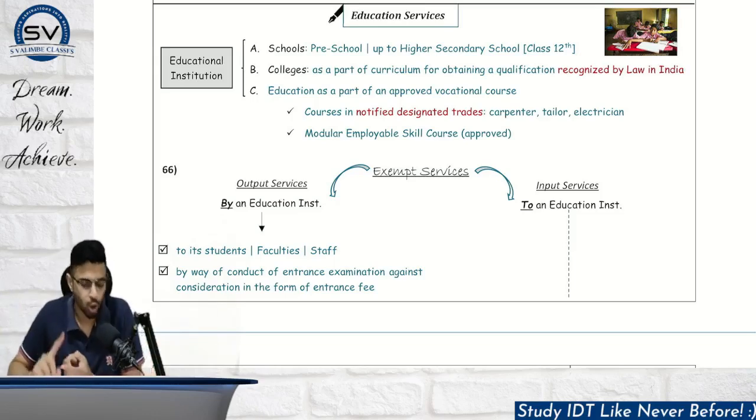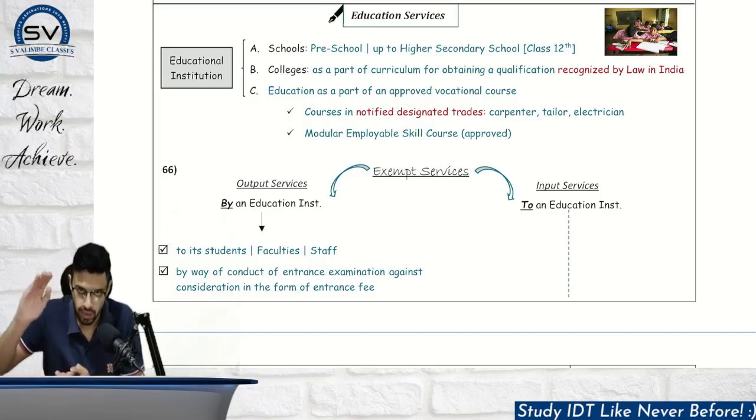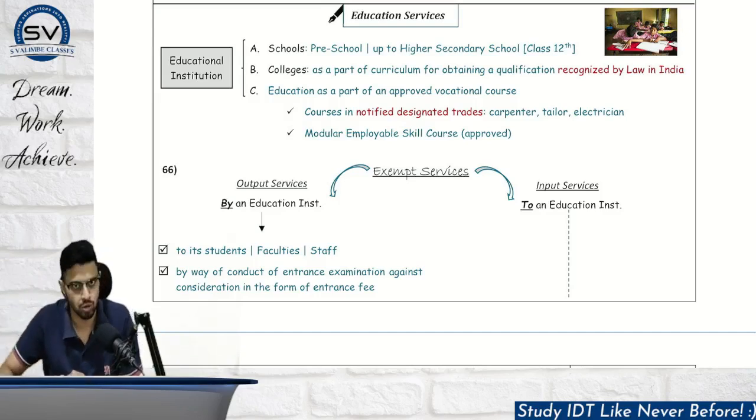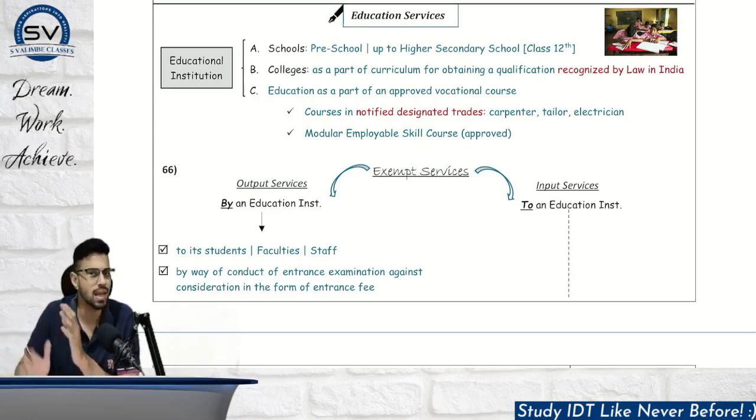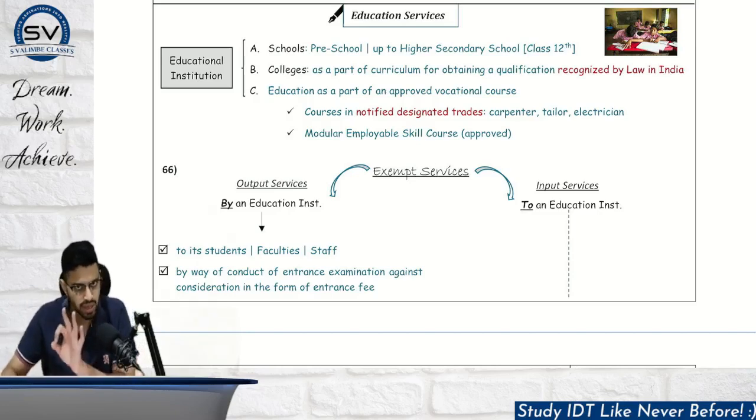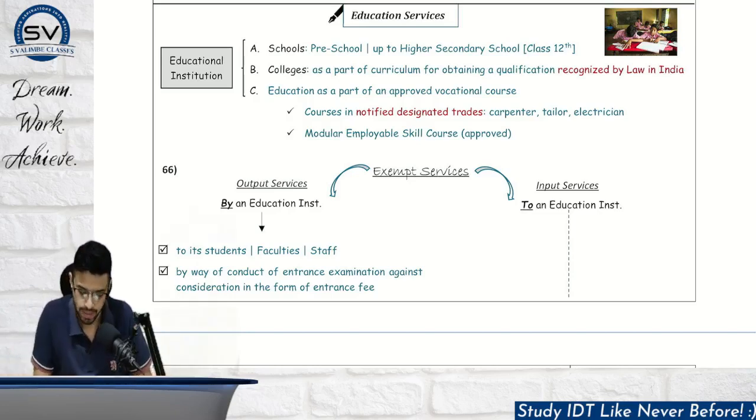The first is basically colleges. The second category is the schools, right from preschool till 11th, 12th. And third are the vocational training institutes. They provide designated notified trades. For example, vocational training means they are providing some skill related courses like electrician, plumbing, all those points. So these 3 are covered. Private coaching is not covered. I'm repeating this point: unless some institution is an educational institution, the services will not be exempt.